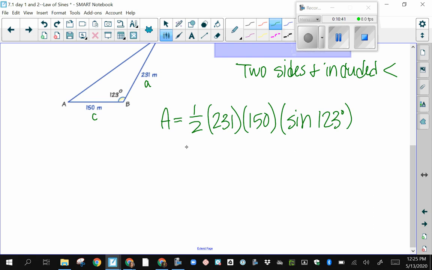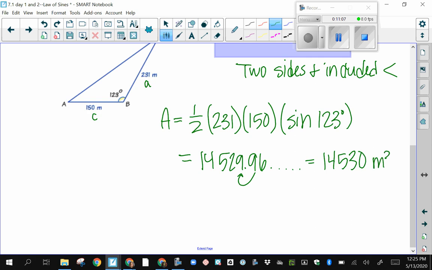Again, don't do any rounding until the very, very end. And I did it, and I know it's a big number, but I don't remember what it is. I got 14,529.96, etc. If I round this to the tenths, that's going to bump that up to a 30. So I'm going to say about 14,530 square meters.